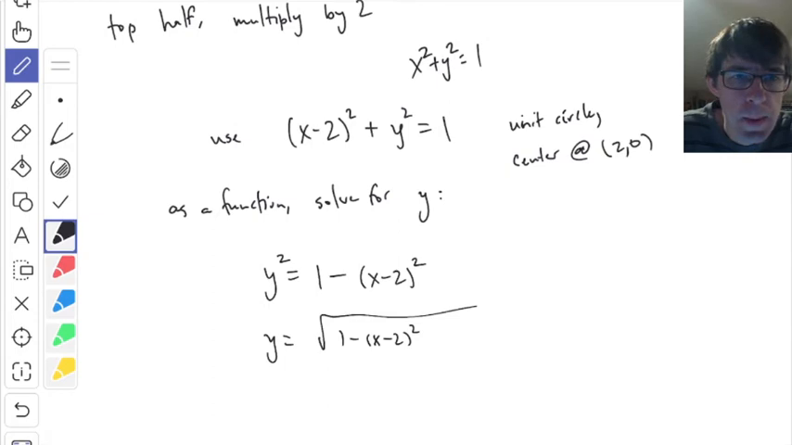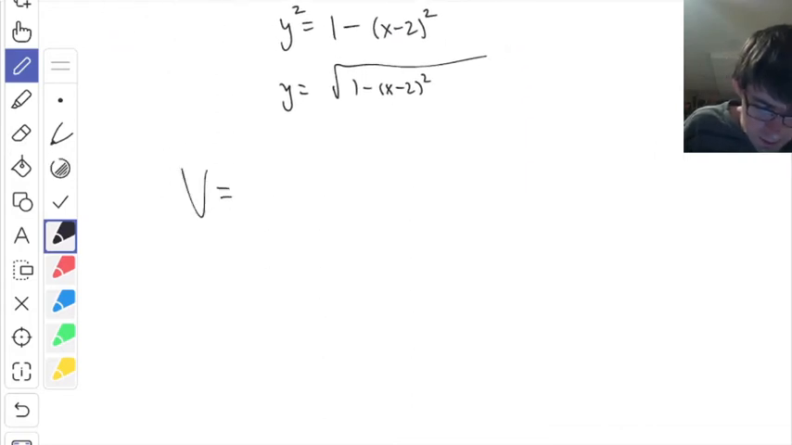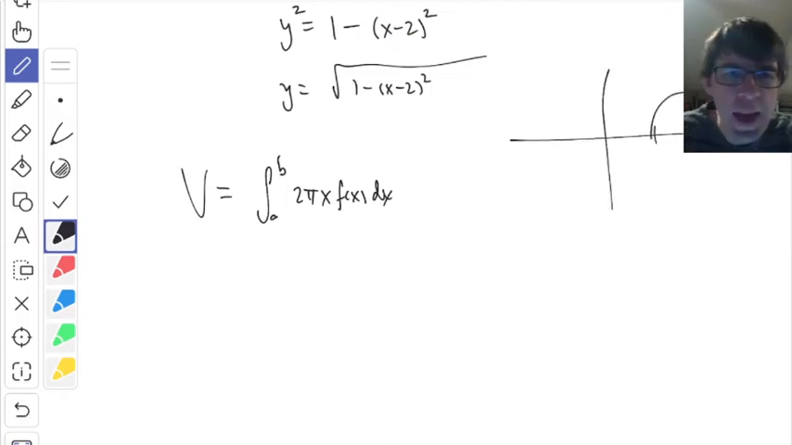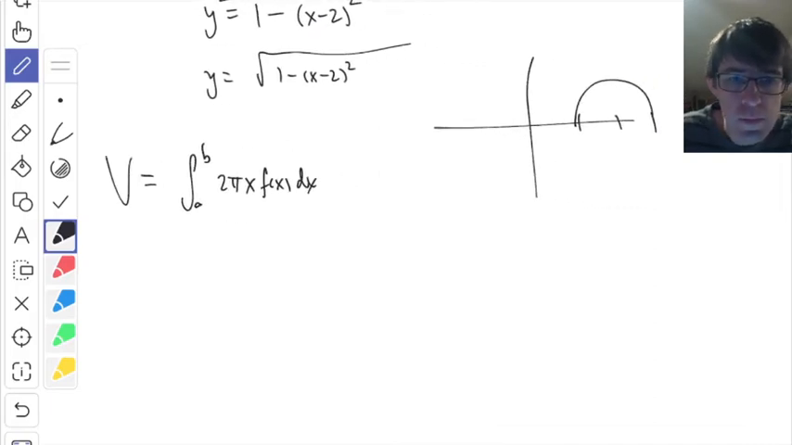All right, I think we're ready to write the volume, right? So my formula is the integral from a to b of 2 pi x f of x dx. What are the a and the b going to be? 1 and 3. 1 and 3, yeah, I like that. This is my region here.